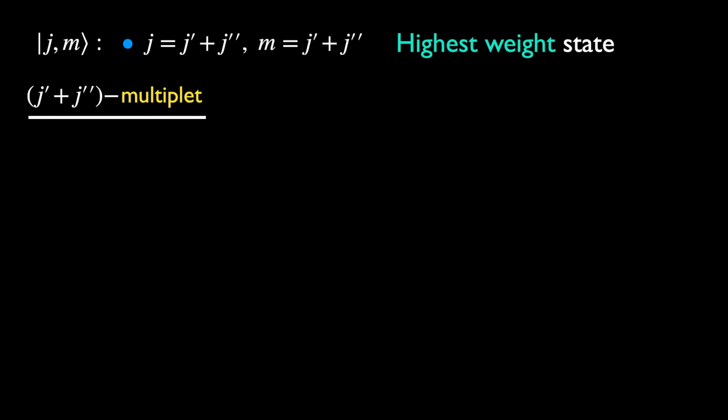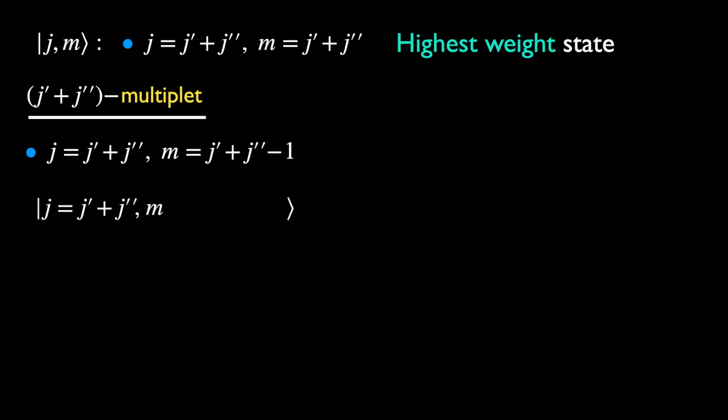We can derive the rest of the states in the J equals J prime plus J double prime multiplet simply by applying the lowering operator J minus. This procedure is straightforward, and we shall only take one step below the highest weight state as an example, which is the case of m equals J prime plus J double prime minus 1.